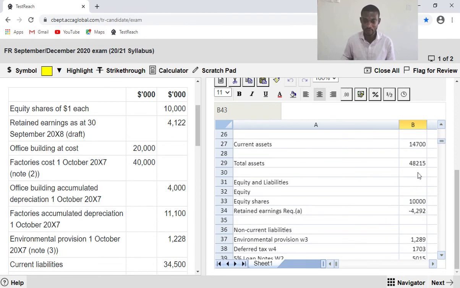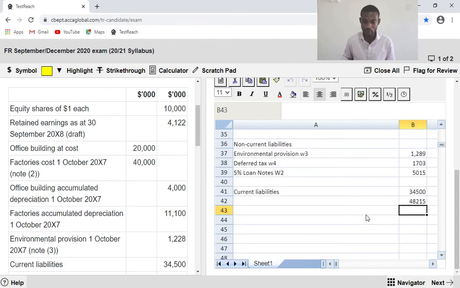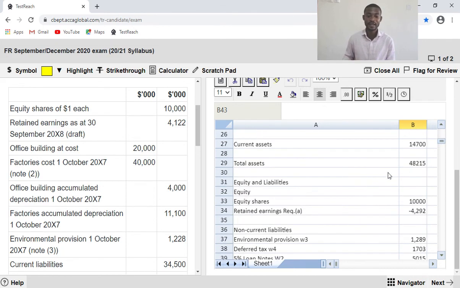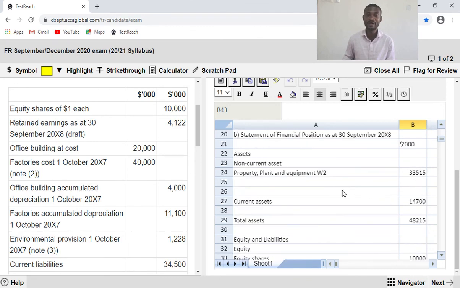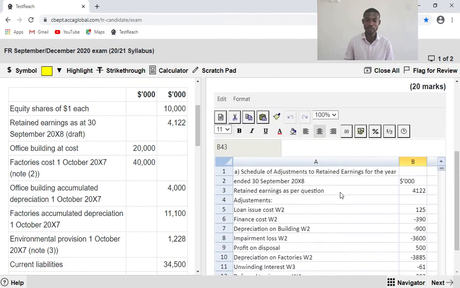So we have 48,215. But please, you don't need to total it in the exam. About 99% of the time you won't get it right. So don't bother. And often in the marking guide or the marking scheme, there are often no marks for the totals, but it is the entries you have made which will score. So this is what you need to do.